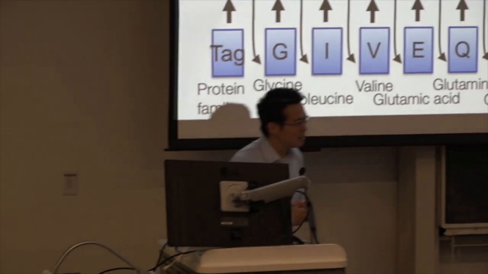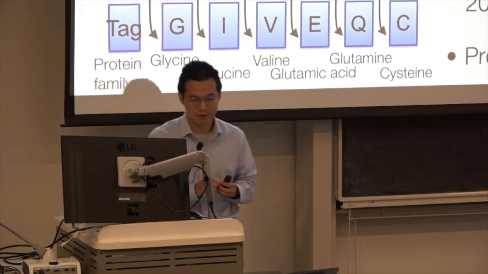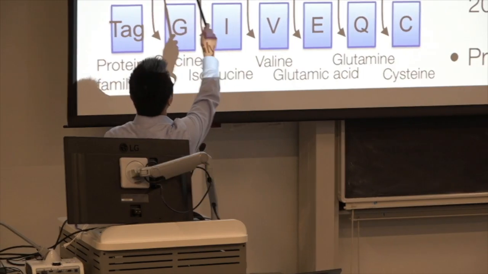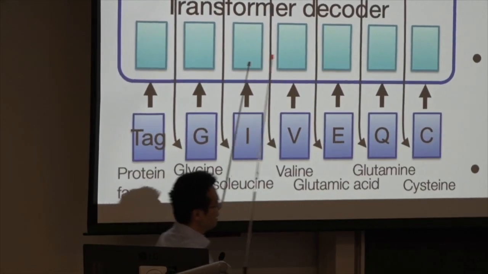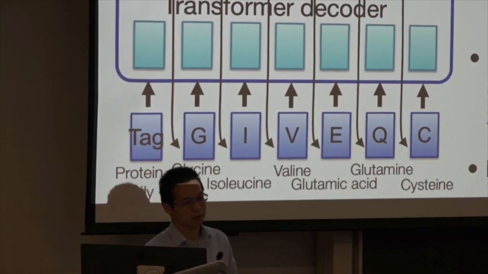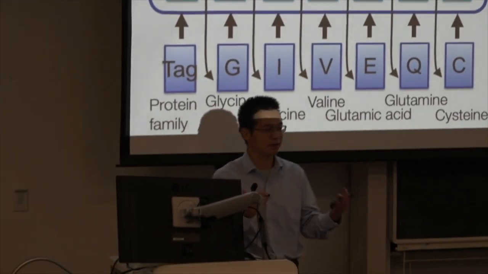And similarly, another group from Salesforce developed this autoregressive language model using a transformer decoder. Again, we have the same protein sequence. We're trying to use this transformer decoder to predict the next token here, the next residue in the sequence. And using this, we can then generate sequences. So this causal language model is for generation purposes. We can actually use it for generation.